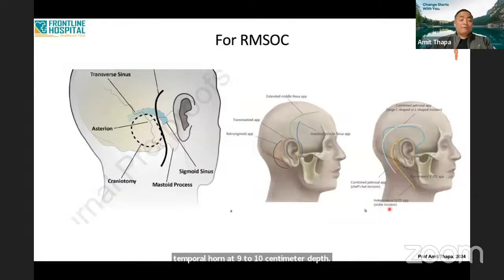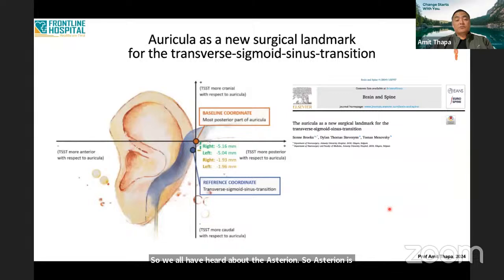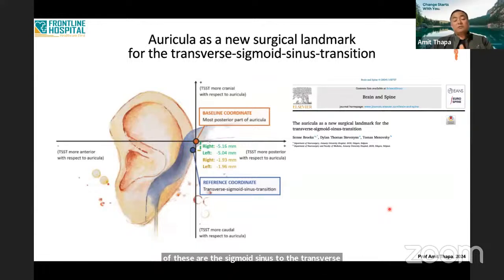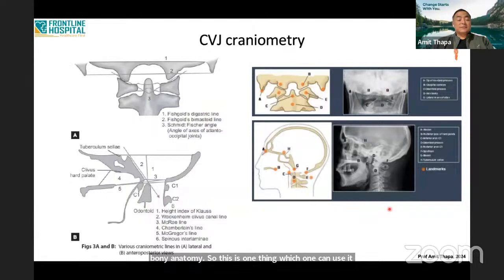We all have heard about the asterion. So asterion is a landmark when we are planning certain posterior fossa approaches. Even authors are talking about using the auricle as one of the landmarks, where the posterior most step of the auricle can give you an idea about the confluence of the sigmoid sinus to the transverse sinus. So this posterior confluence has not been marked through the bony anatomy. So this is one thing which one can use for surgical purposes.